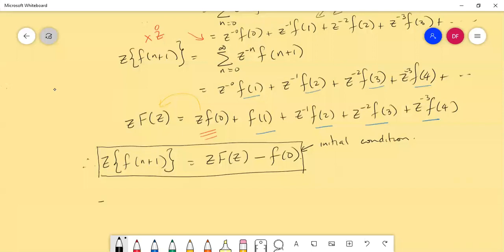The fifth one that we want to do is f(n+2). We want to find out the Z transform of f(n+2).